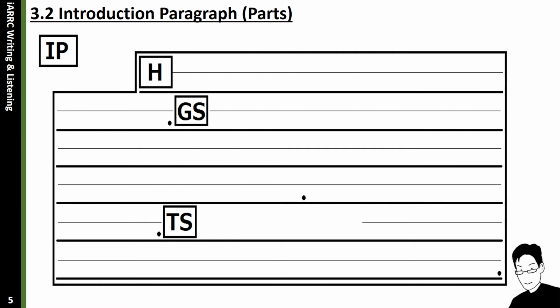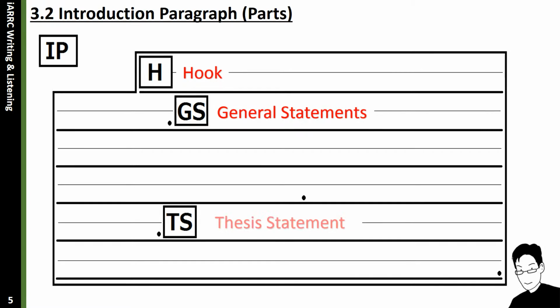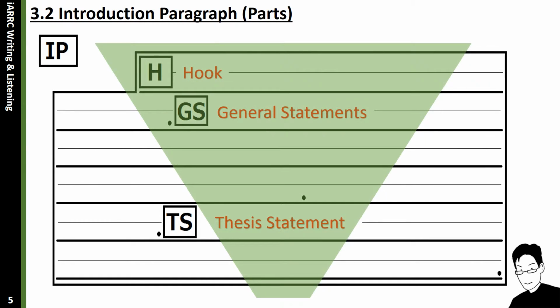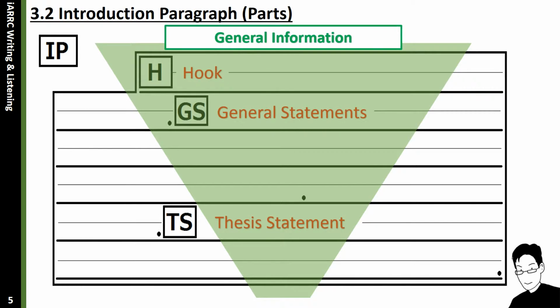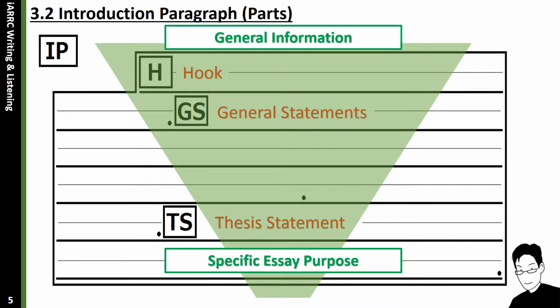If we look at where the parts exist in the introduction paragraph, we can see on this example picture, the hook is at the top, the general statements are in the middle, and the thesis statement is at the end, as we said. This gives a structure which looks a little bit like an upside-down triangle. We start with general information at the start of the introduction paragraph, and we come more and more specific towards the thesis statement at the end, where we give the specific essay purpose.